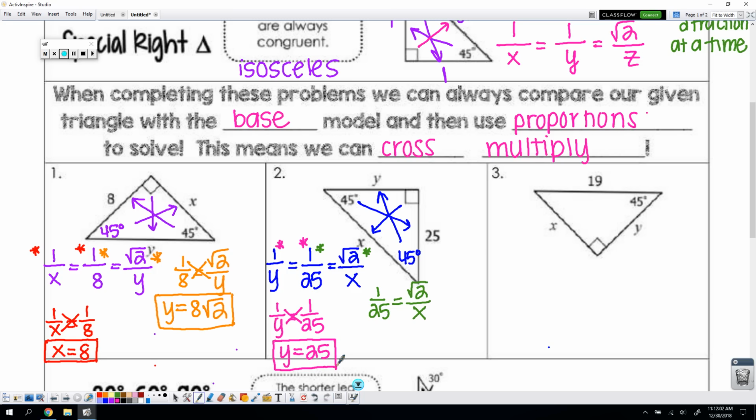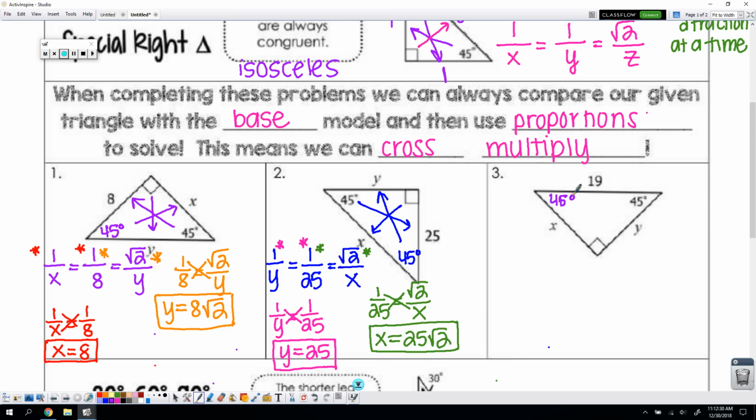So y equals 25. Now I'm going to do the same thing here. Just cross. 1 times x is x. 25 times radical 2. Again, don't go together, so 25 radical 2. And that's all. Wonderful. Everything is the same so far. Now let's check for the next one. So again, fill in the 45-degree angle.